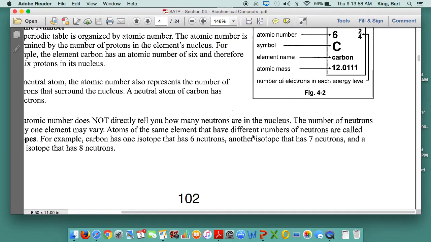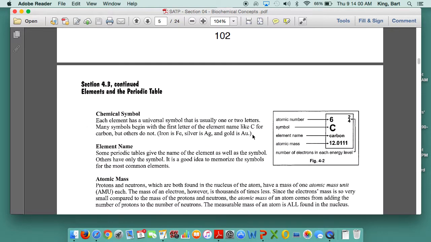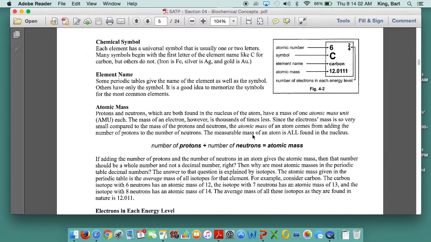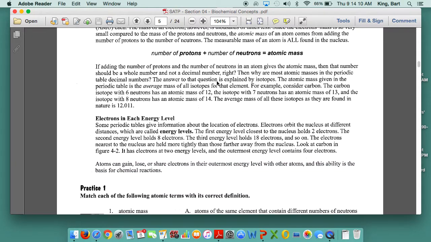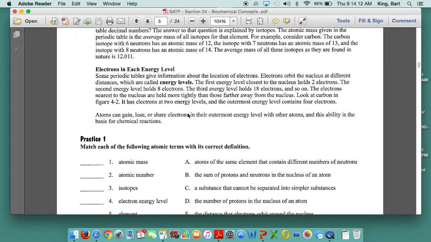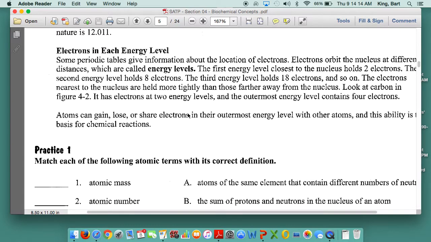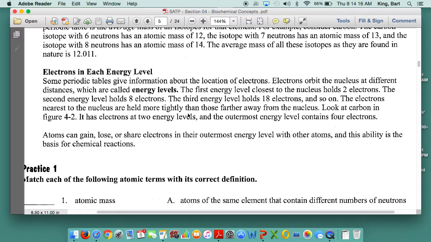Okay. Again, isotopes are just different versions, and this goes through how to calculate mass right here. Here's a little tidbit about energy levels.